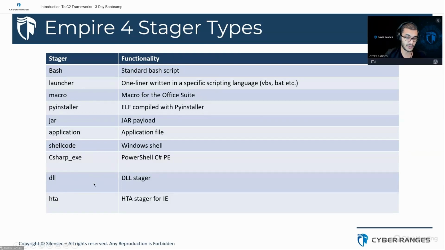This is what I utilize. I'll typically utilize either a launcher, the macro sometimes, the C# executable, and then I'll dynamically inject that into a portable executable later on. You then have DLLs for DLL side loading.